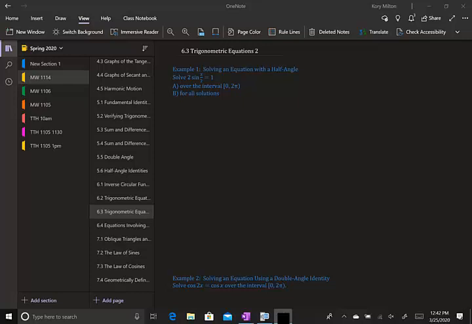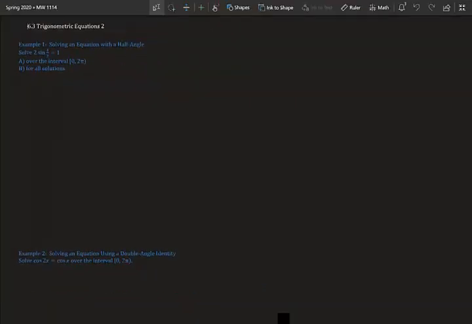6.3 Trigonometric Equations 2. So basically, more trig equations to throw at you. We're going to be using other identities like half angle, double angle, and then we're going to be using some things that don't even have identities. And so how do we solve those?